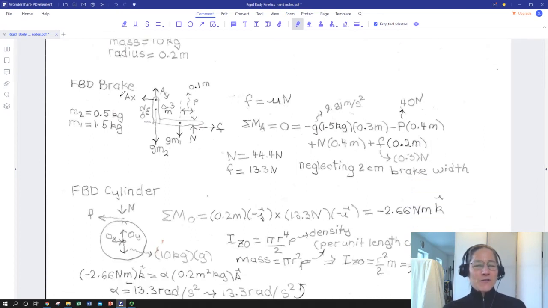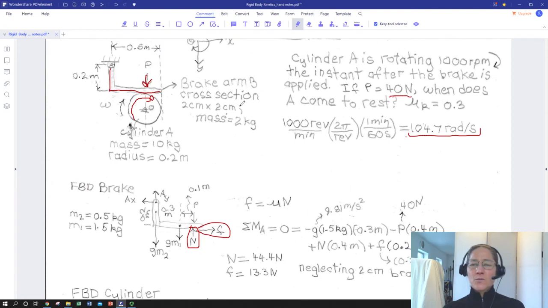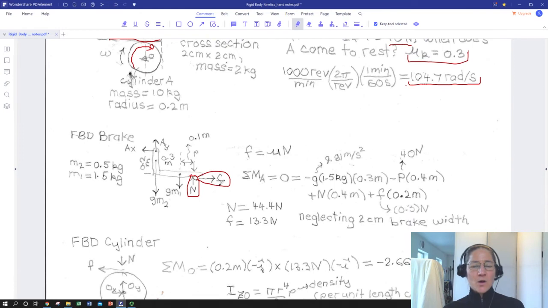So we need to FBD the brake and the cylinder, and the thing that we need to connect them, of course, is this normal force and friction force. And we were probably given a mu k of 0.3. So what we really need is the frictional force, because that's in fact going to be the only force that is capable of applying a moment and therefore applying a negative angular acceleration and slowing the cylinder down. So we don't really have any translational motion in this case.